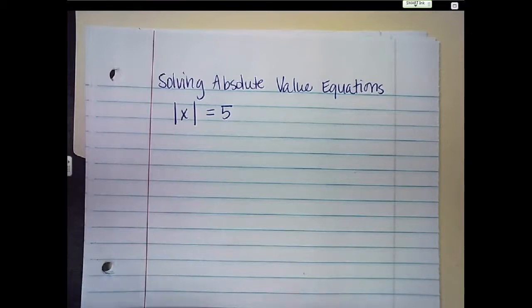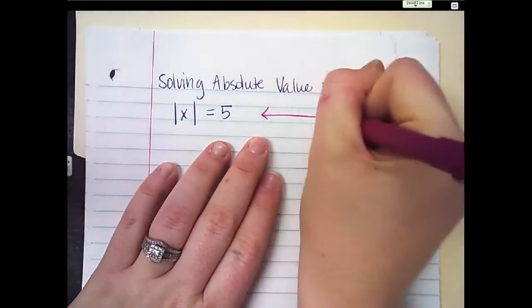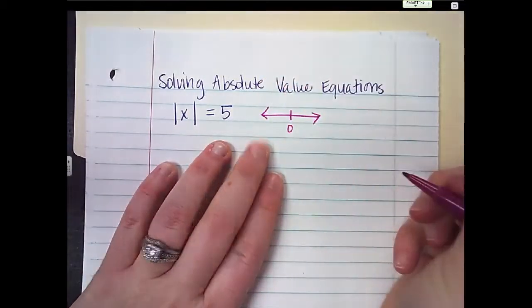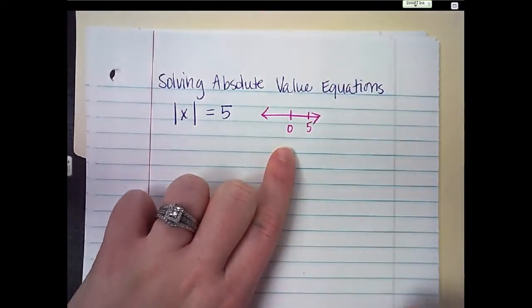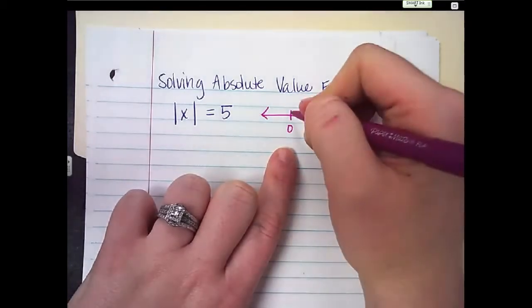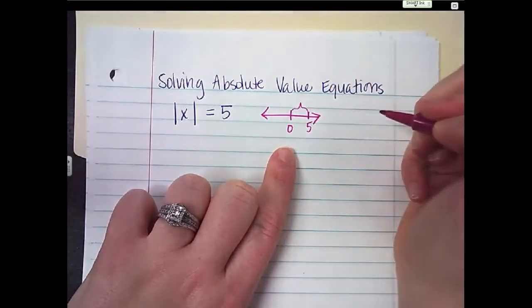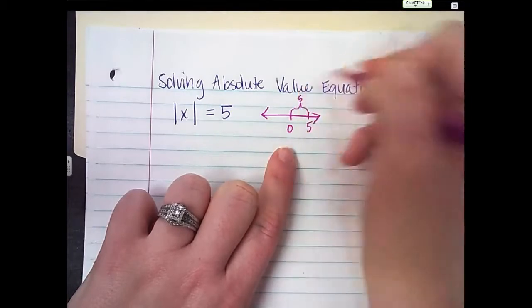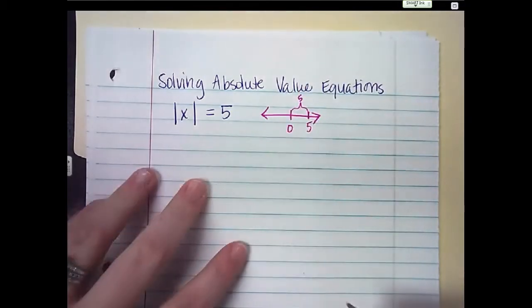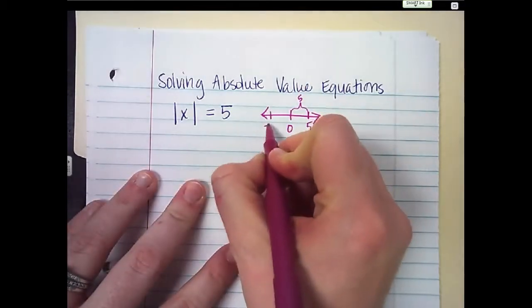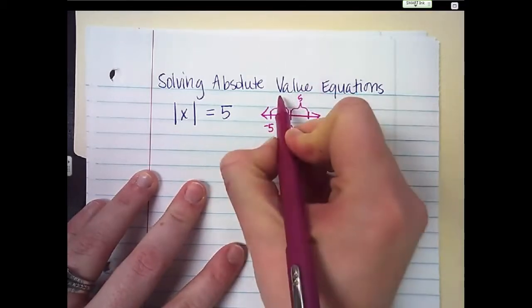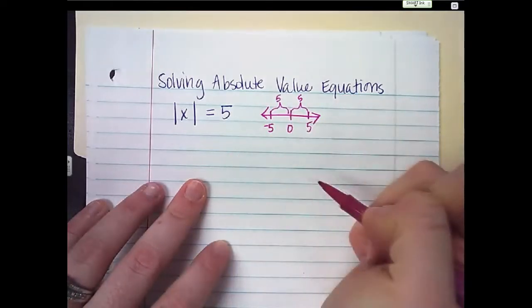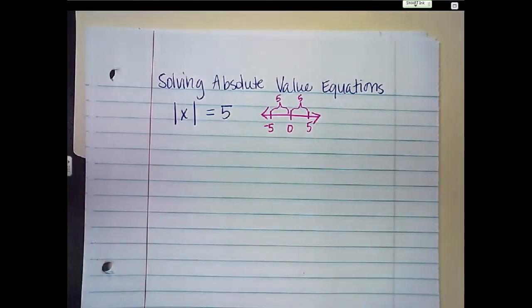So absolute value is the distance from 0. If I have 0 and I have 5, what's the distance from 0 to 5? The distance from 0 to 5 is 5. Okay, but I also have from negative 5 to 0, what is that distance? It's also 5. Okay, distance is positive.